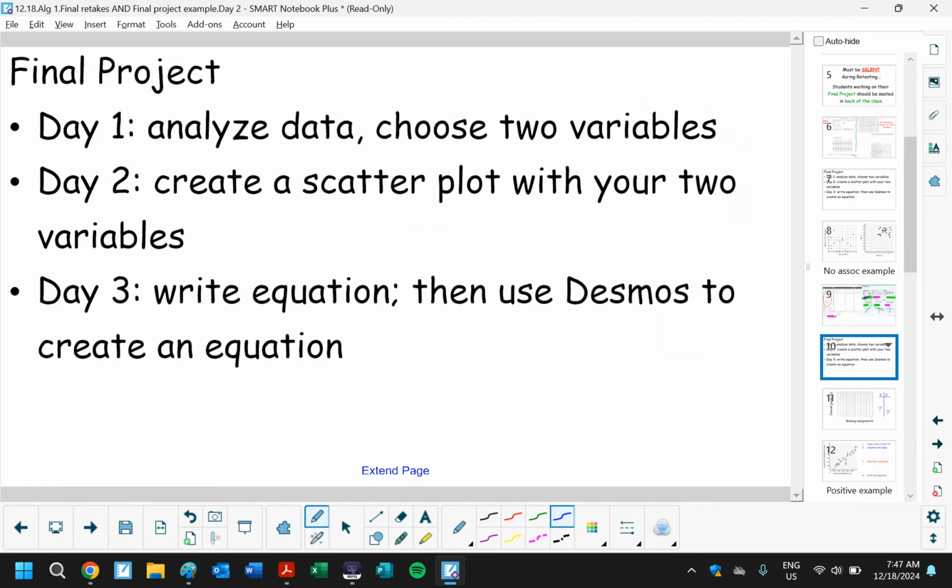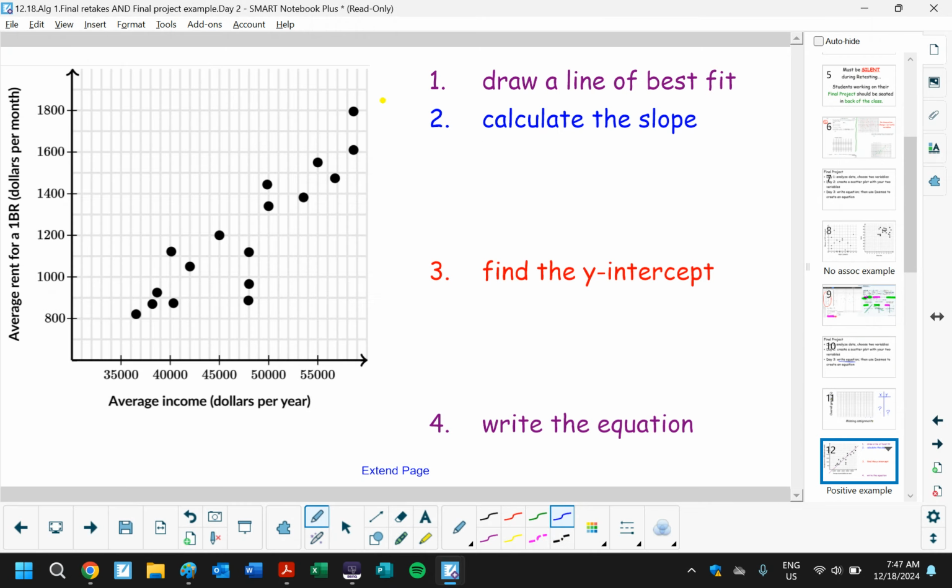And next up is going to be writing your equation. In order to write your equation, you're going to need a couple things. This might look familiar to some of you folks. Oftentimes I ask my students to start off with the template. What's the slope? What's the y-intercept? So the first thing we're going to actually do, draw a line of best fit, then calculate the slope, use that slope to find the y-intercept, and finish by writing the equation.